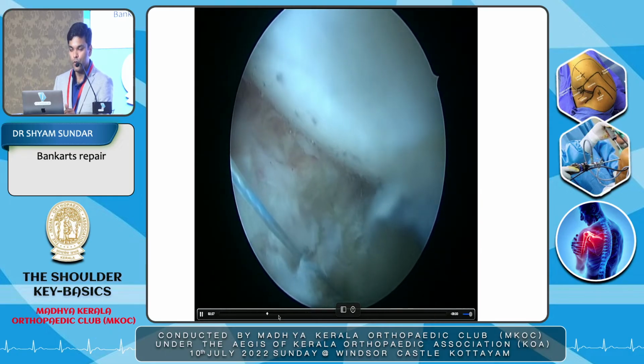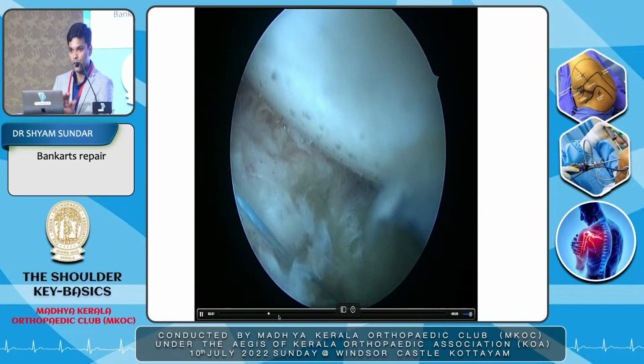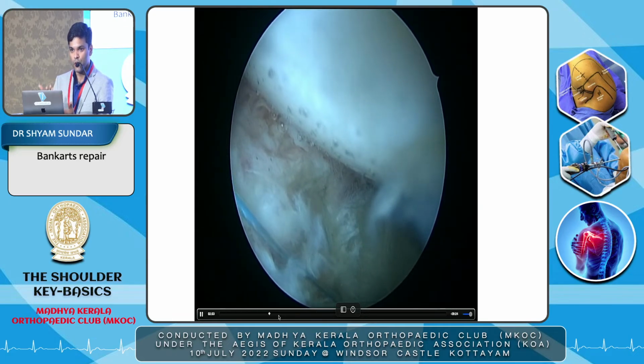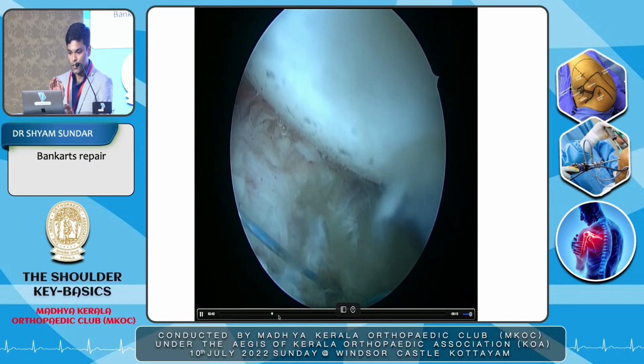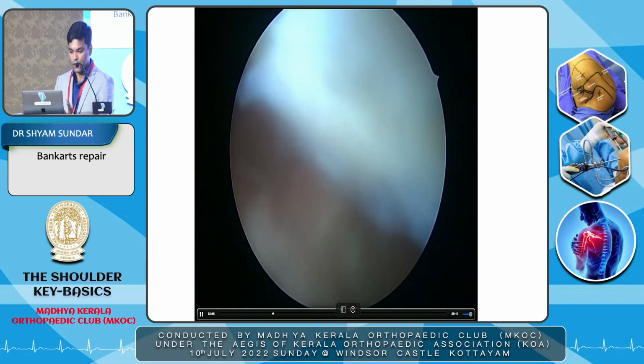Simple. Whether to use a simple stitch or a horizontal mattress: literature says that a horizontal mattress stitch ensures a good bumper effect, but we have been very comfortable with a simple stitch which has given us good results. So whatever stitch configuration you are comfortable with, you do it, as long as the labrum is coming and sitting properly onto the glenoid surface. That is very, very important.